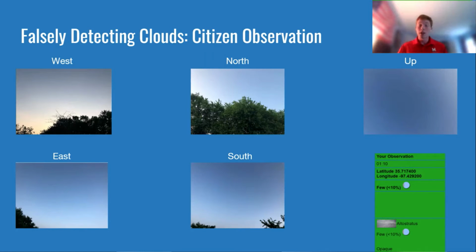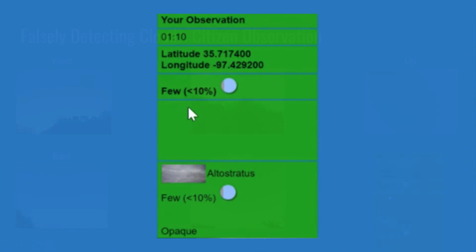So first, I know I've talked a lot about citizen observations, and some of you might not even know what that is or what a citizen observation consists of. So I wanted to give an example, and this right here is what a citizen would provide us with. So they're taking photos of the 4 cardinal directions, north, south, east, west, as well as up and down. So they provide us these photos in order for us to determine what the cloud cover is, and they report it as well. So this citizen, if you see in this green box down here, they reported few or less than 10% of cloud cover. And they also reported altostratus clouds.